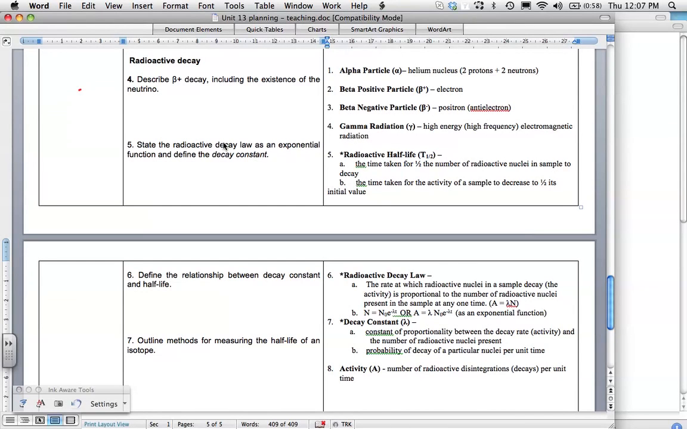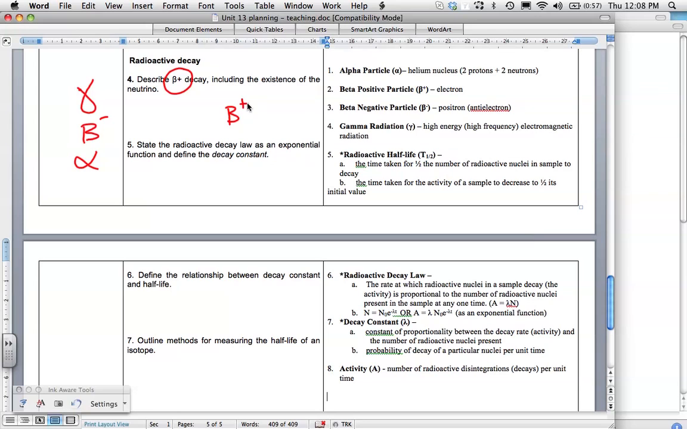Hello. This is the last of the explanation videos for the quantum physics section, and we're going to be looking at radioactive decay today. Firstly, we include an extra type of radioactive decay, the beta plus, which is basically a positron, a positive electron, and that is combined with the other types of radioactivity, our gamma radiation, our beta minus decay, and our alpha decay.